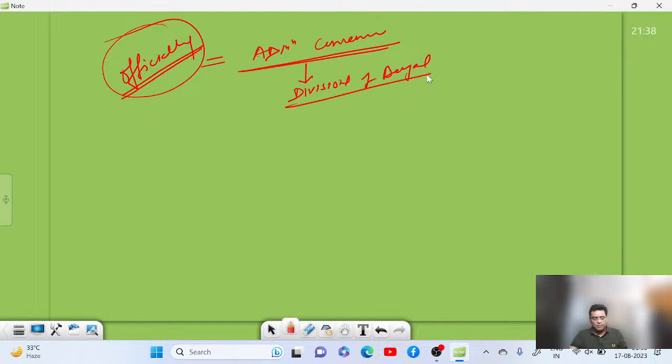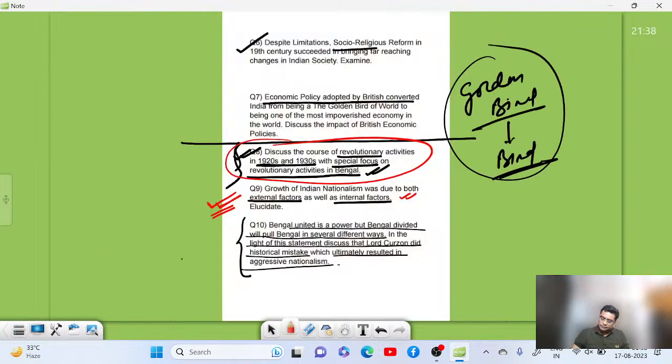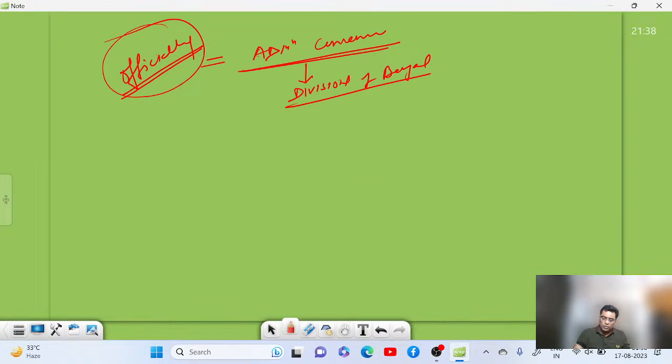Mainly because of administrative convenience. Now, look at the question. Bengal united is a power, but Bengal divided will pull Bengal in several different ways. In the light of this statement, discuss that Lord Curzon did a historical mistake, which ultimately resulted in aggressive nationalism. Okay. So actually the partition plan was announced in 1903 itself.